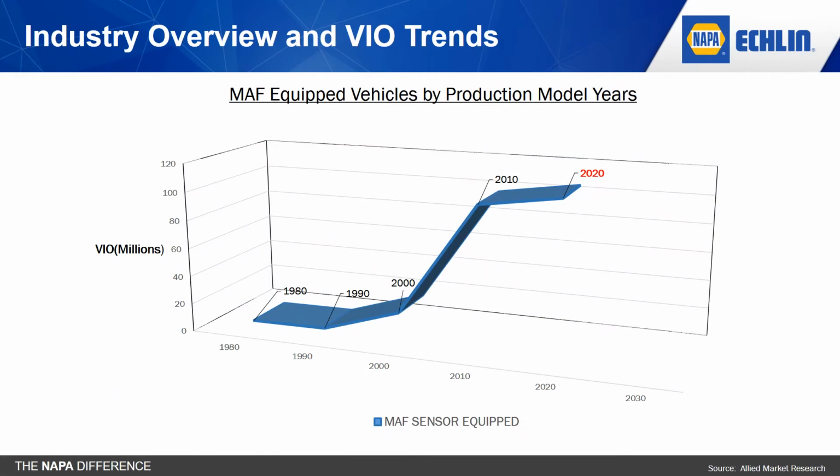We have seen a dramatic increase in mass airflow sensor applications since the early 2000s. The market for mass airflow sensors is ripe for the taking, since many of the early to mid-2000 vehicles are coming into the repair cycle. This product category should be well stocked in your store to make sure you're ready for the coming opportunity. And I'm going to show you why NAPA Echlin should be the mass airflow sensors on your shelf.